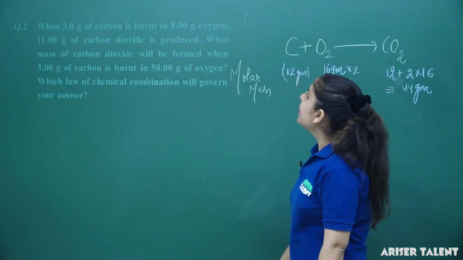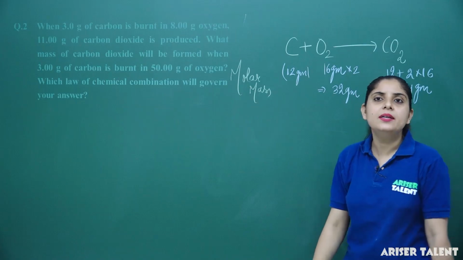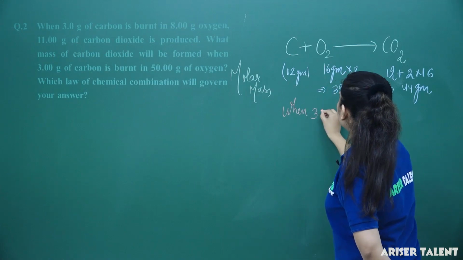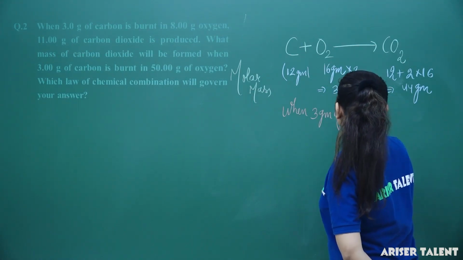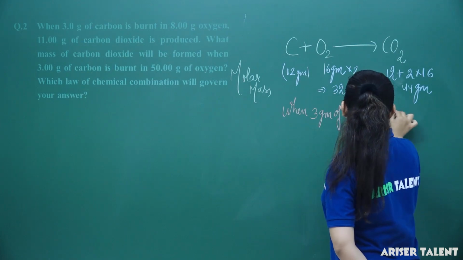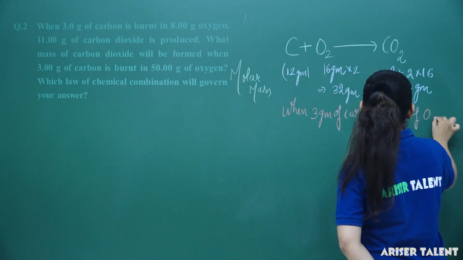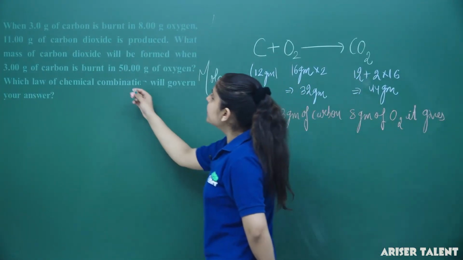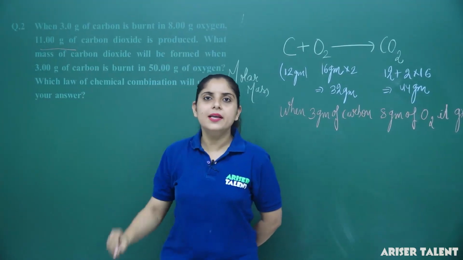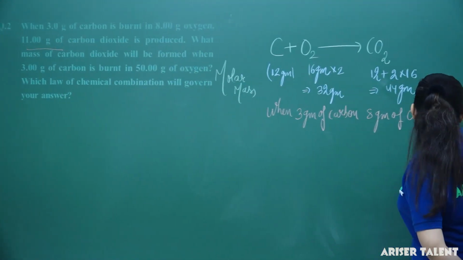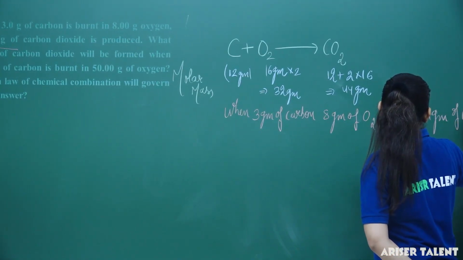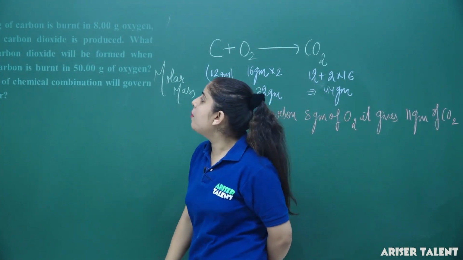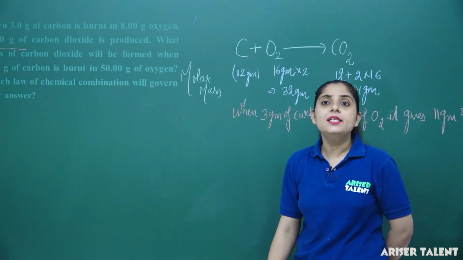Now, the question is saying when 3 gram of carbon is burnt in 8 gram of oxygen. So, when 3 gram of carbon is burning in 8 gram of O2, how much carbon dioxide is it giving? It is giving 11 gram of CO2.